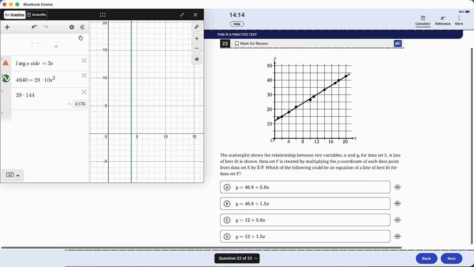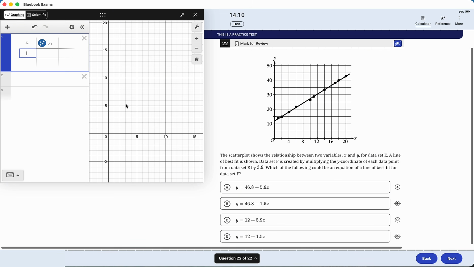The mistake people make is they just take the points from what they see and don't make any changes, and they have a trap answer waiting for you, right? So we did this a few times. If you want the equation of a line, just throw it into Desmos, right? But the change I've got to make, you see, is they told me data set F is created by multiplying the y-coordinate of data set E by 3.9.